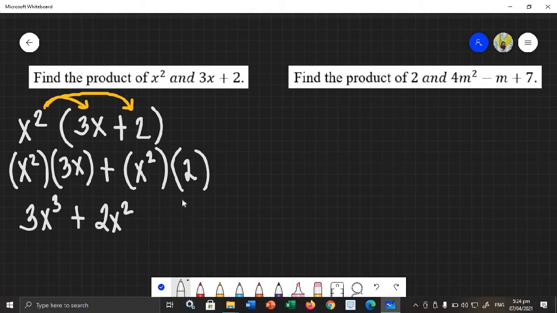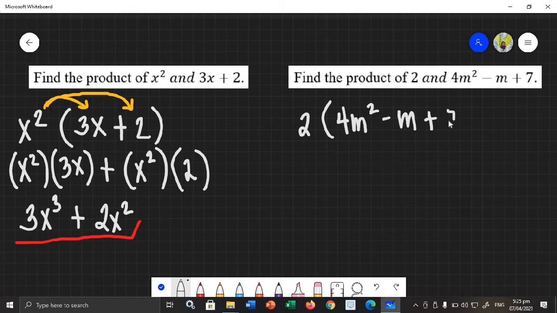And then lastly, we need to observe the product if they have similar terms. In this case, the literal coefficient here is x raised to the third and x raised to the second. Hindi sila magkamukha. Therefore, we cannot combine these terms. Thus, this will now be our product. Okay? And then the second one, we will be multiplying 2 by 4m squared minus m plus 7.